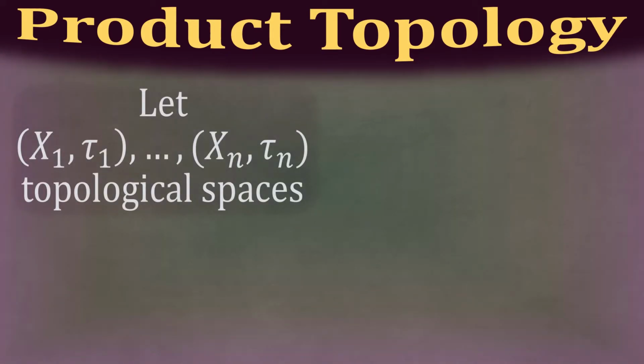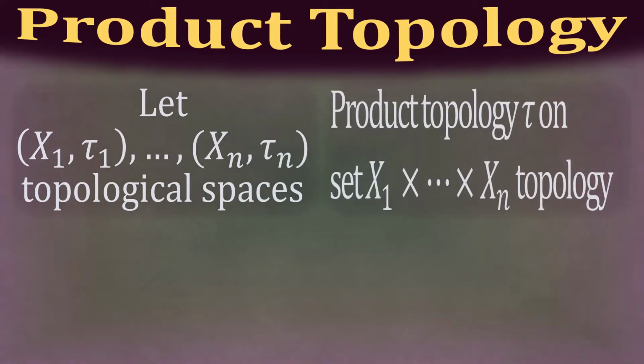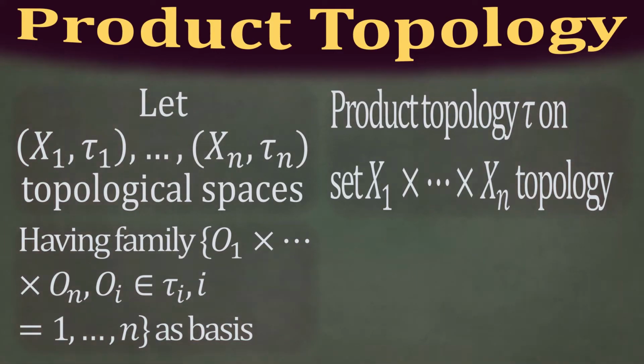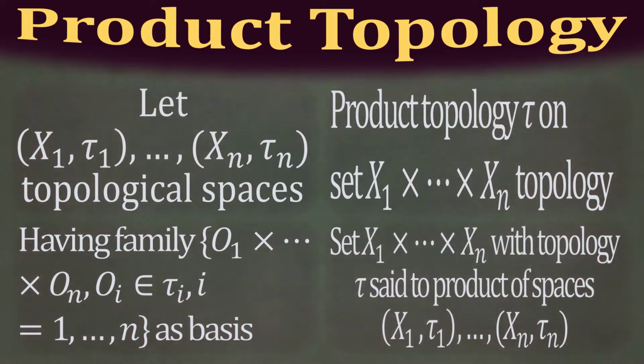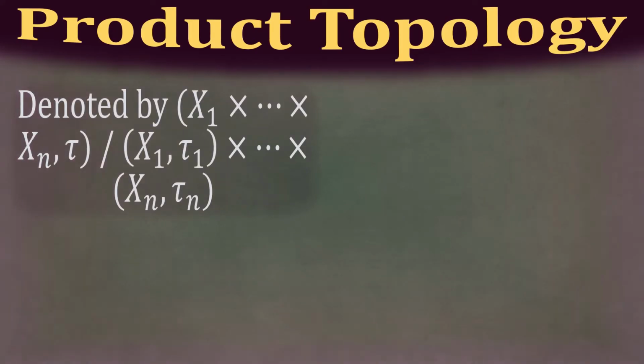Now, let's define a product topology. Let X1 with T1 up to Xn with Tn be topological spaces. Then the product topology T on the set X1 times all the way up to Xn is a topology having the family O1 times all the way up to On, for Oi in Ti for i from 1 to n, as a basis. The set X1 times all the way up to Xn with the topology T is said to be the product of the spaces X1 with T1 up to Xn with Tn and is denoted X1 times all the way up to Xn with T, or X1 with T1 times all the way up to Xn with Tn.